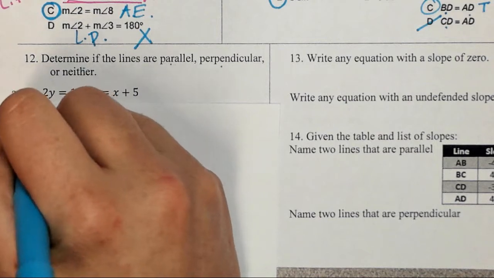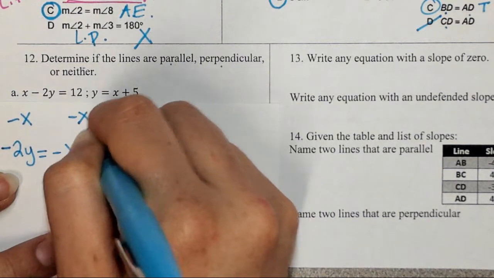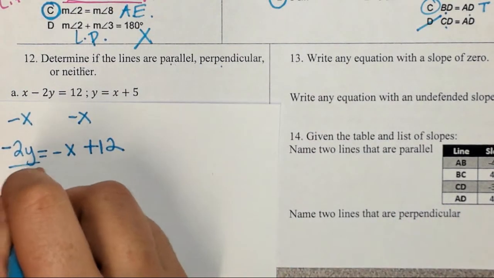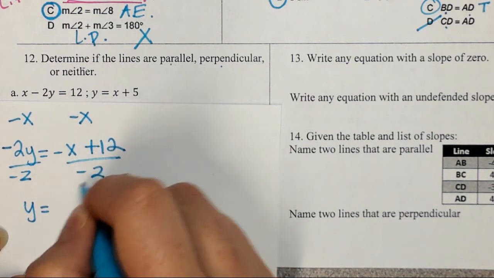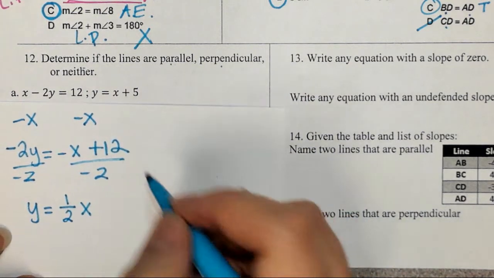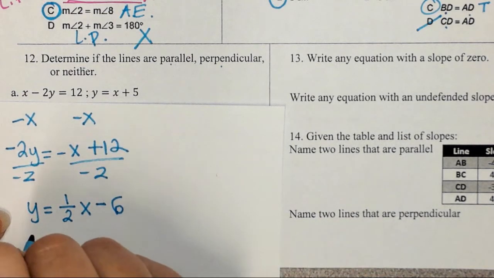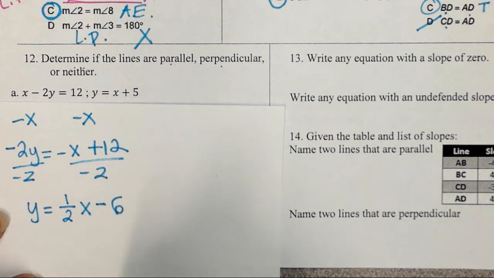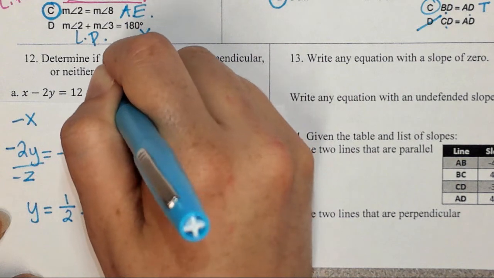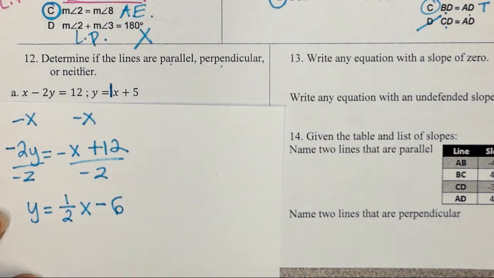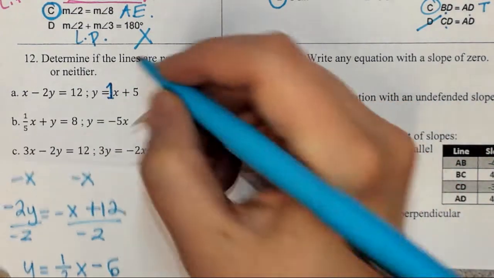Okay, so I'm going to subtract x on both sides. So we would get negative 2y is equal to negative x plus 12. Divide by negative 2. So we get y is equal to a negative 1 divided by a negative 2 becomes a positive 1/2. And then 12 divided by negative 2 would be negative 6. So y equals 1/2 x minus 6. So if it's perpendicular, the slopes are supposed to be opposite reciprocals. So this has a slope of 1, this has a slope of 1/2. Even though it did the reciprocal, it did not change the sign, so these are neither.